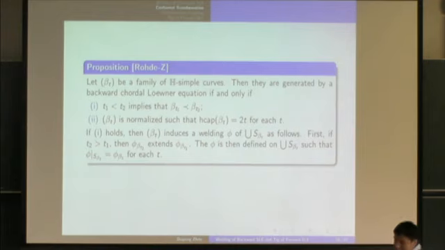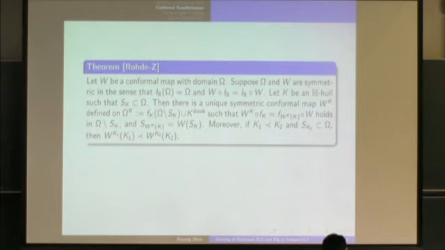First, if t2 is greater than t1, then phi_beta_t2 extends phi_beta_t1. So phi is then defined on the union of supports such that phi restricted to the support of beta_t equals phi_beta_t for each t.